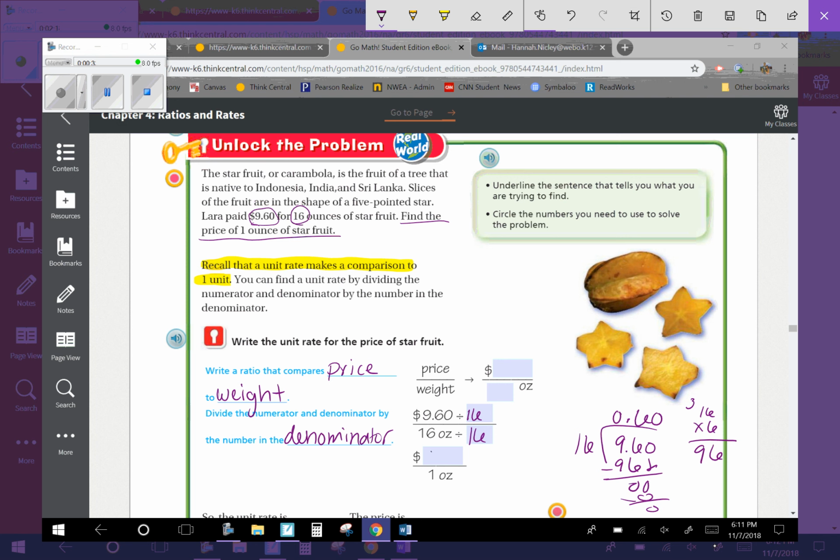So we get $0.60 for 1 ounce. So the unit rate is $0.60 per 1 ounce. It is very important that you have labels. So the price is 60 cents per ounce.